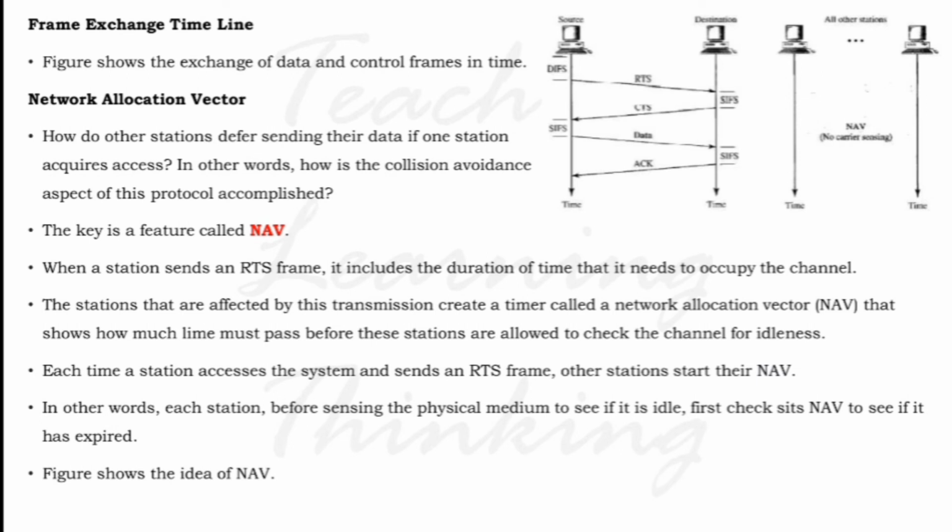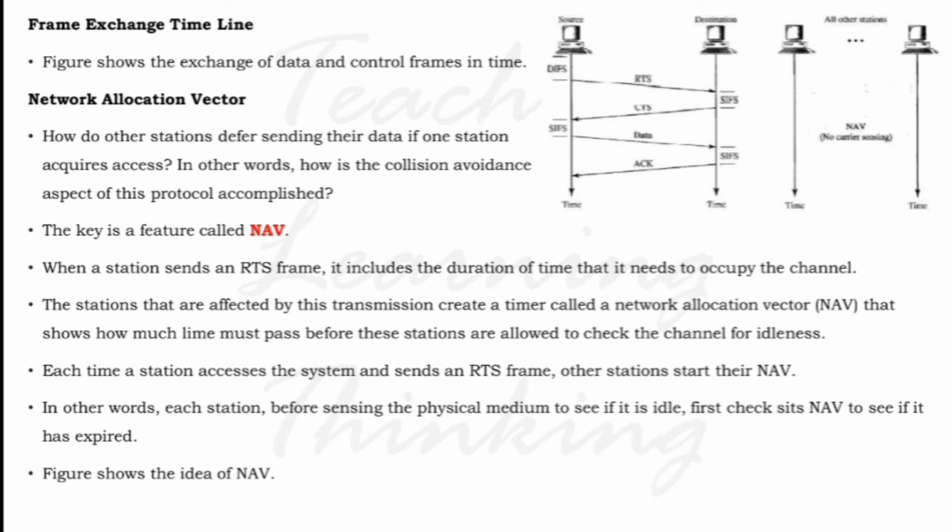Now the frame exchange timeline. The figure shows the exchange of data and control frames in time. There is a source, a destination, and all other stations. No carrier sensing is called NAV, the network allocation vector. So what is the network allocation vector? How do other stations defer sending their data when one station acquires access? In other words, how is the collision avoidance aspect of this protocol accomplished? The key feature is called NAV.